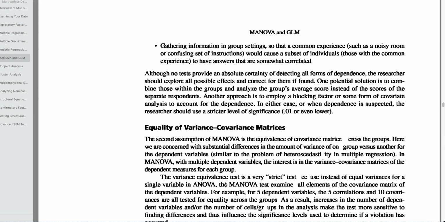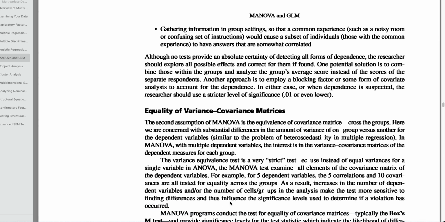The second is gathering information in a group setting, so that a common experience, such as a noisy room or a confusing set of instructions, would cause a subset of individuals, those with the common experience, to have answers that are somewhat correlated. Although no test provides absolute certainty of detecting all forms of dependence, the researcher's solution is to explore all the possible effects and correct them.